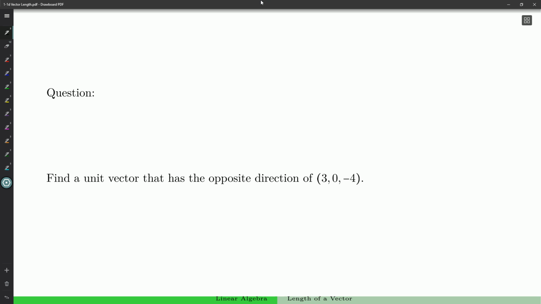Find a unit vector that has opposite direction of 3, 0, negative 4. Okay, we know how to find unit vectors. We divide by the length of the vector. However, in this case, we want the opposite direction. So we need to multiply by a negative number in order to change the direction of the vector around.